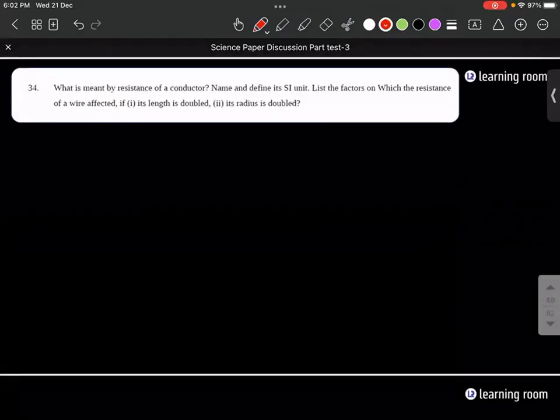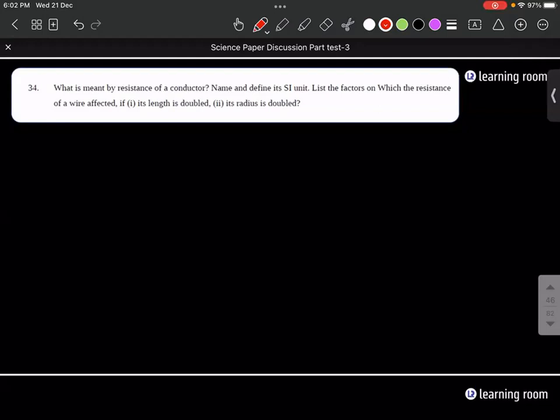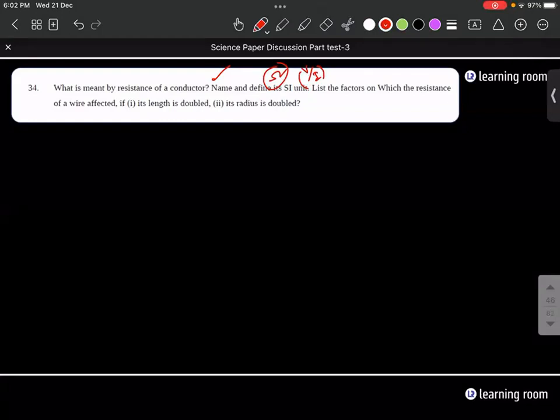What is meant by resistance of a conductor? Resistance is the opposition offered by a conductor to the flow of charges. Name and define the SI unit of it. SI unit is going to be ohm. You say 1 ohm of resistance is provided when a potential difference of 1 volt is applied across it, or produces a unit ampere of current.